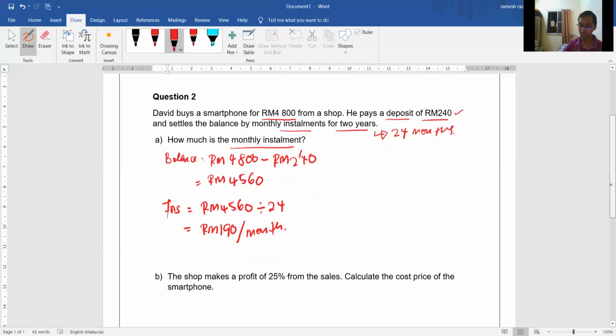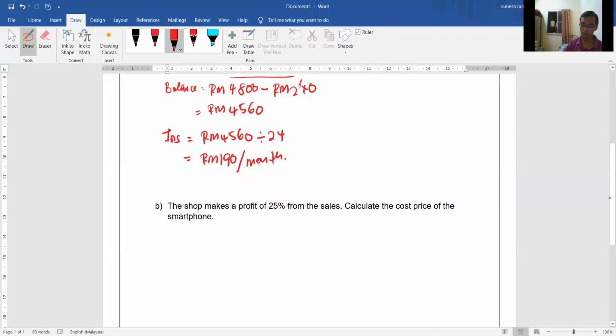Next one, look at here. The shop makes a profit of 25% from the sales. Calculate the cost price for the smartphone. So the cost price for the smartphone.